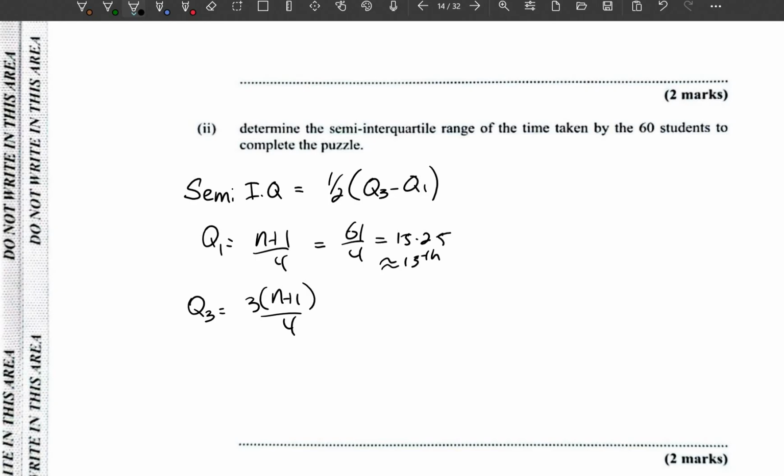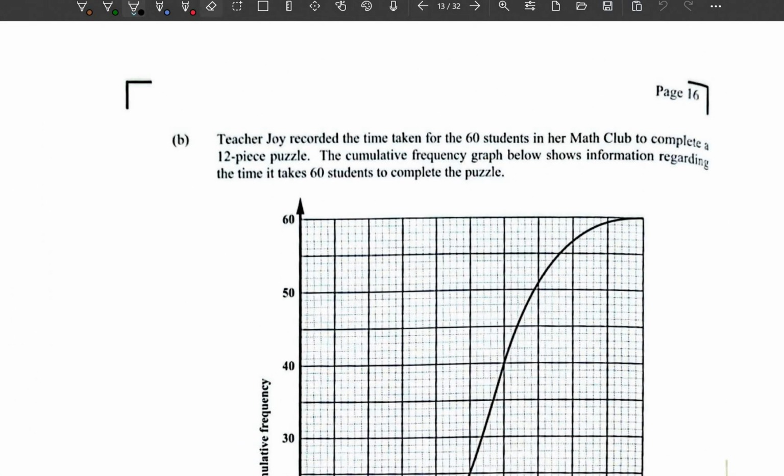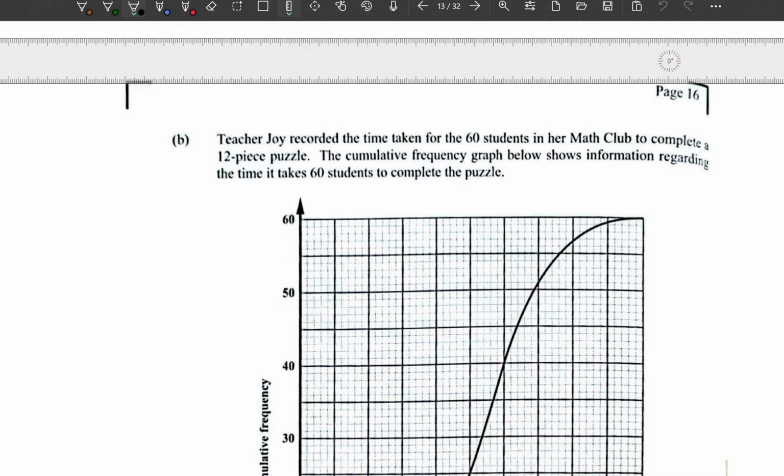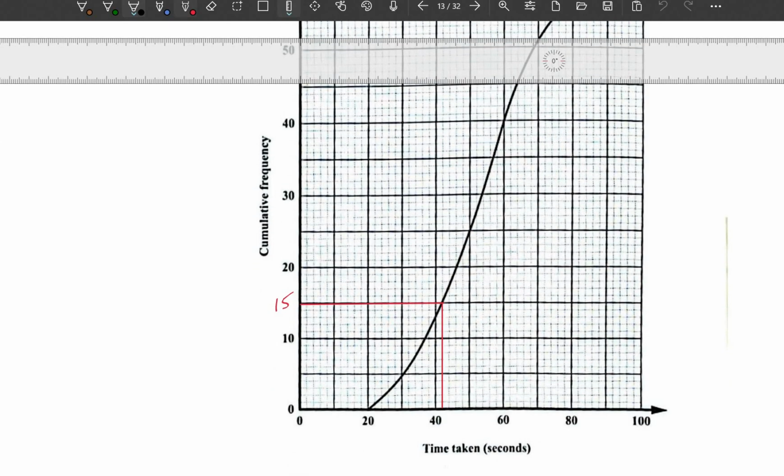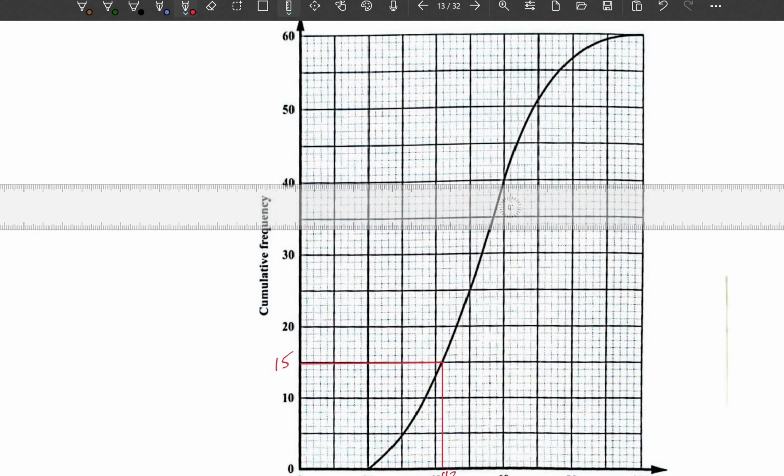And then Q3 would be at that 60 plus 1. That is 61 multiplied by 3 over 4. Let's calculate this. That works out to be around 45.75. So that's approximately the 46th value. So Q1 is at the 15th value, Q3 is at the 46th value. Let's get both of those. Right, so we already have Q1 marked there. That's going to be 42. Then let's get the 46th value.